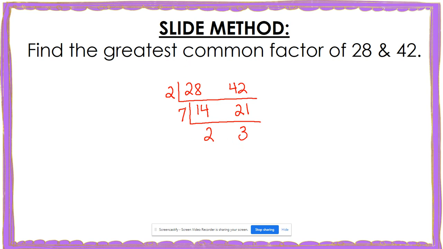And if you remember when I did the LCM, I used this whole thing to find the LCM. But with GCF, we are actually only going to use these numbers on the outside. So the numbers that we divided by. And I'm going to take these two, which is 2 and 7, and multiply. That means that the GCF is 2 times 7, or 14.